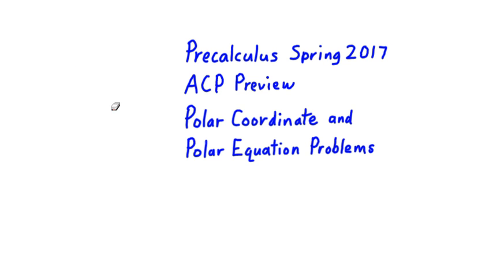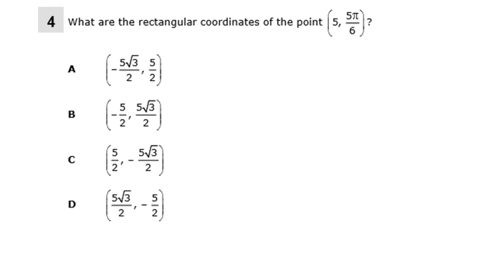Precalculus Spring 2017 ACP Preview, Polar Coordinate and Polar Equation Problems. So we're going to go over 4 problems here. Problem 4: what are the rectangular coordinates of the point (5, 5 pi over 6)? And what tells you this is a polar coordinate pair?